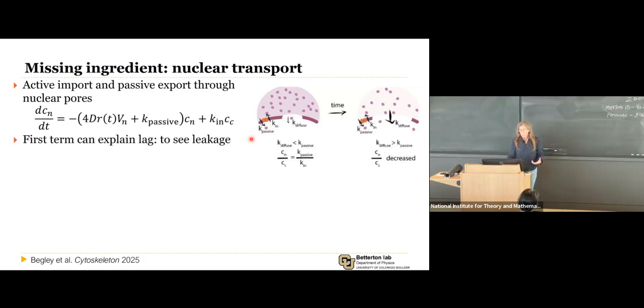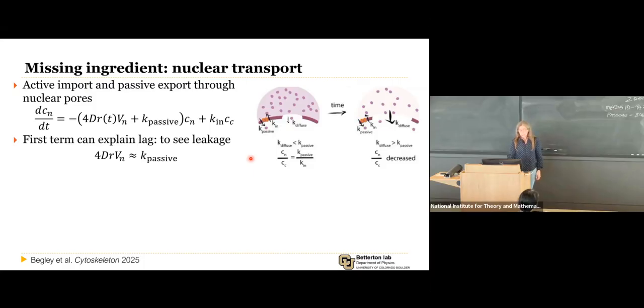Okay, so first of all, there are a couple really nice things you can get from thinking about this model. The first is that just having this first term with two sources of export can explain this lag that we saw in the data that I was really struggling to understand. Because if there's just a base rate of this protein exiting the nucleus, in order to see leakage, if the hole starts really, really small, it would need to get big enough that these two terms are comparable, okay? So that could help tell us something about the leakage.